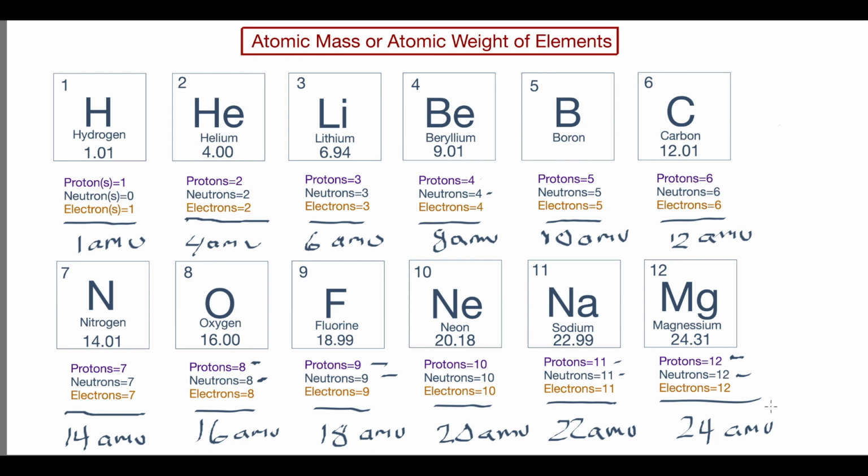Again, use the atomic weight calculation only if you don't have the periodic table. But if you do, use the number given in the periodic table. Now, you could use this equation and this formula for all the elements in the periodic table.